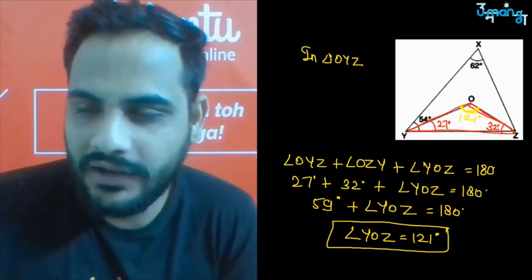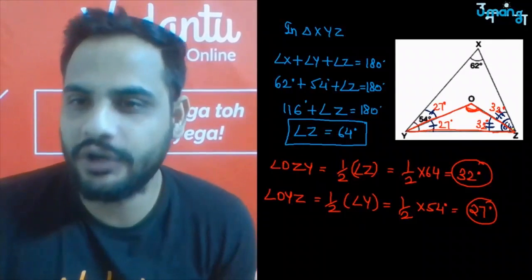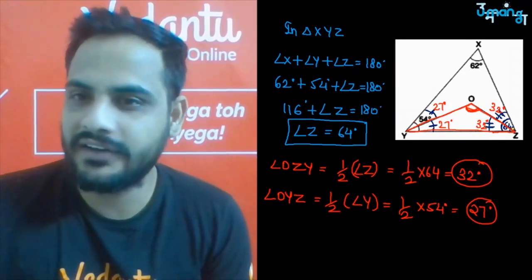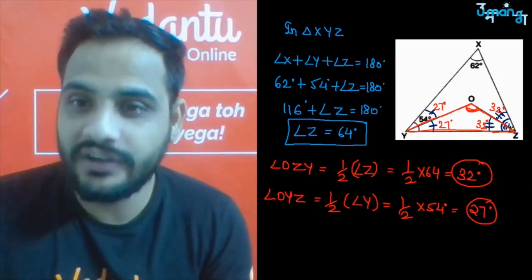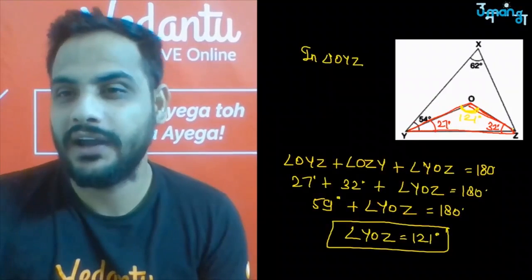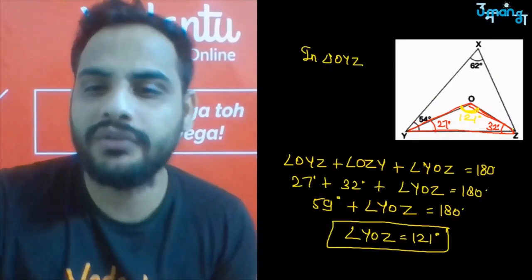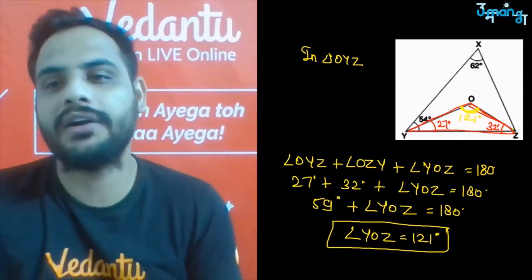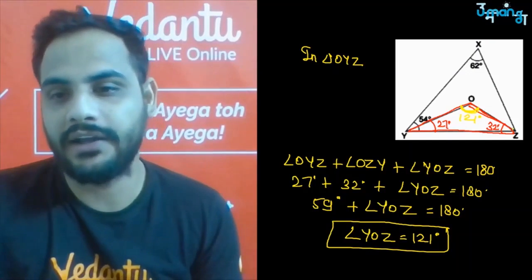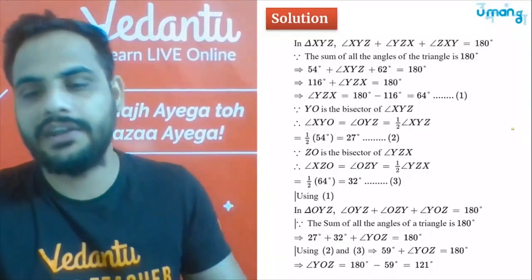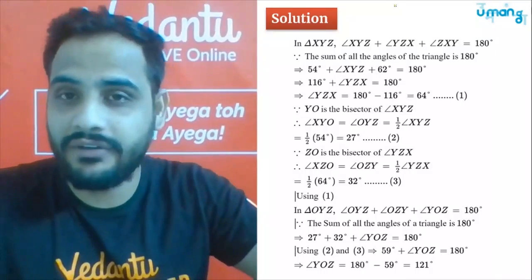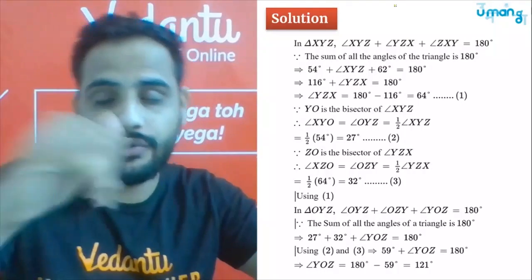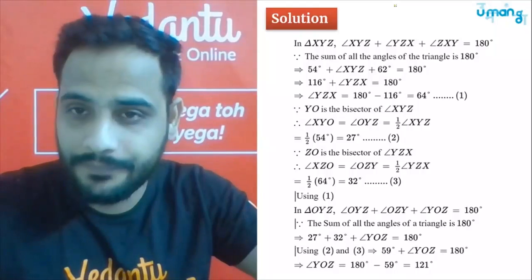Got it? So, beta, look: first you got the value of angle Z as 64. Bisectors were there, so you got OYZ as 27, half of 54, and OZY as half of 64, which is 32. Then in the smaller triangle, you used the angle sum property and got YOZ as 121 degrees. Okay, this is the solution. You can see it one more time whenever you want. You can pause the video and watch it whenever you want.